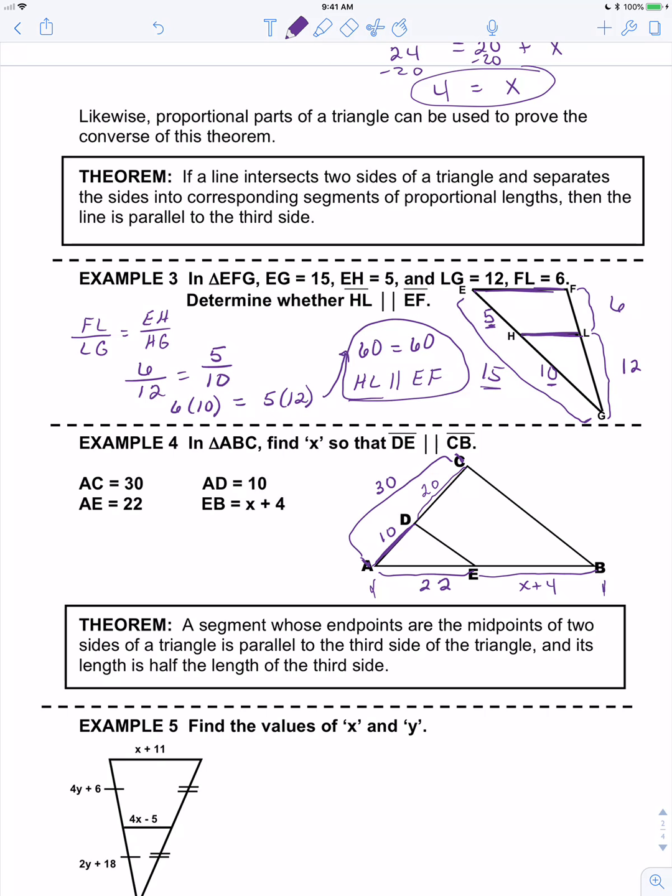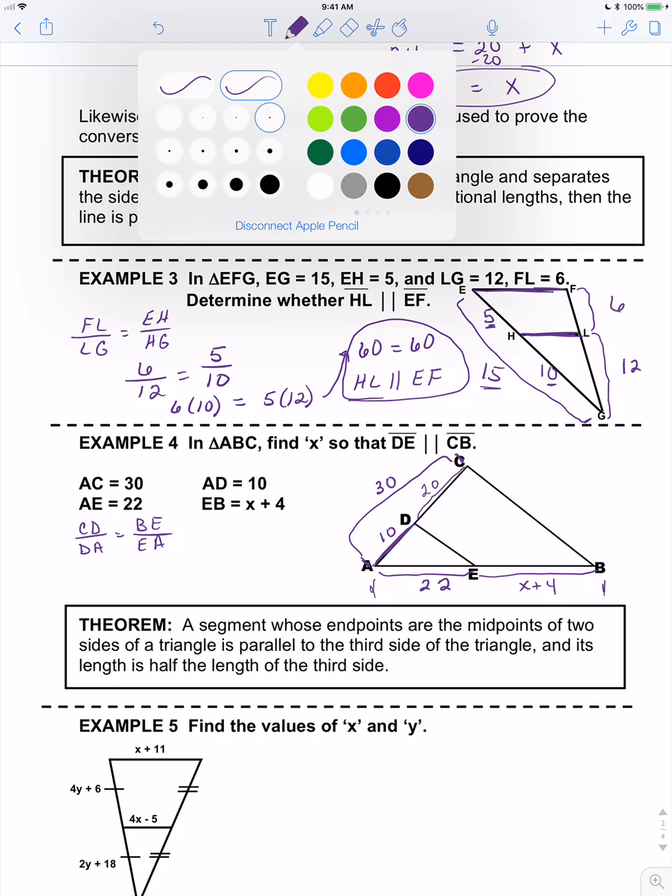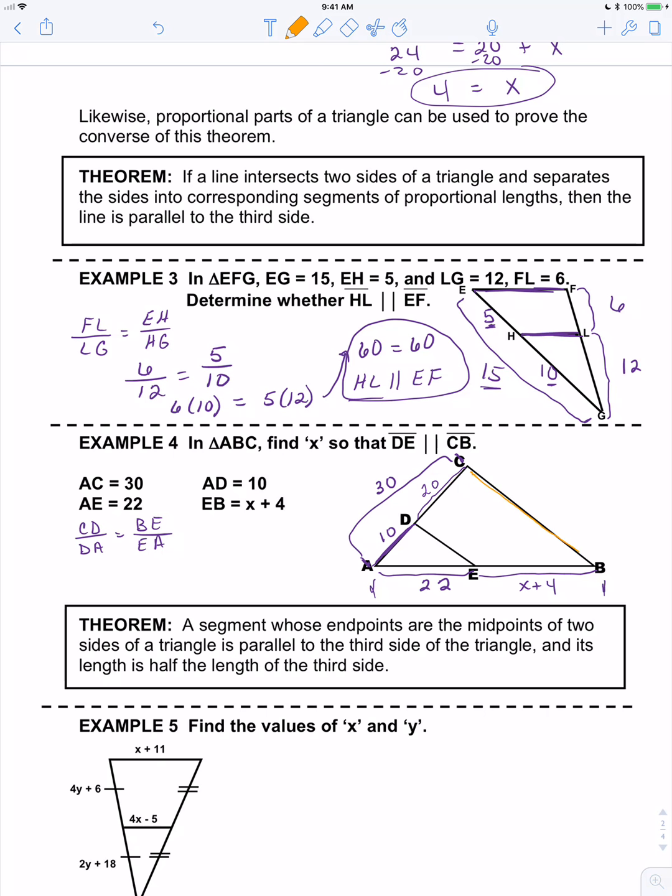So let's go. C to D is proportional to DA, as B to E is to EA. And remember, if they do not equal, then they're not proportional. So CB and DE are the two lines here that we're trying to prove are parallel. These are the ones we're trying to prove are parallel to each other.